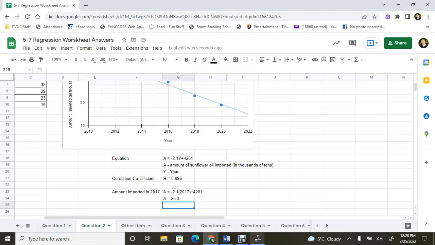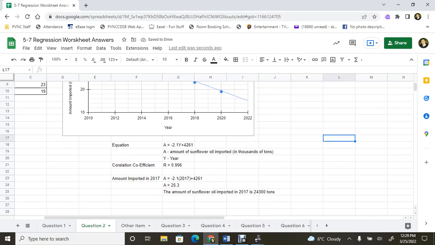Now we're going to write a sentence here. The amount of sunflower oil imported in 2017 is, well, it's thousands of tons. So it's 25,300 tons. Okay, and that's what we're at. The amount of sunflower oil imported is 25,300 tons.